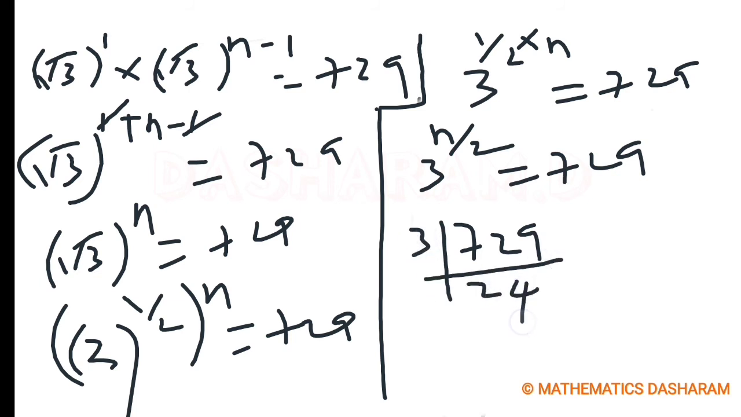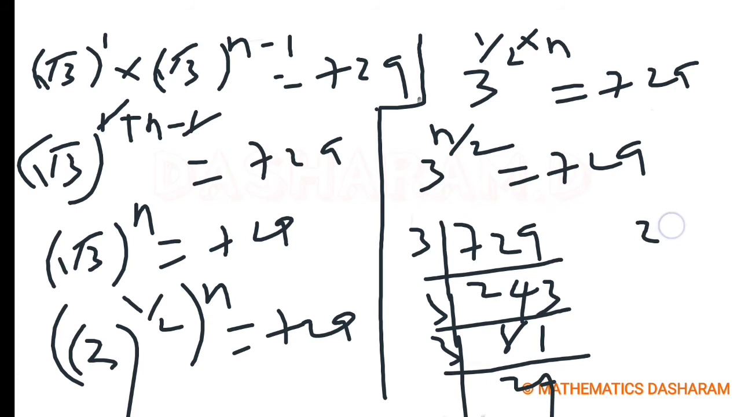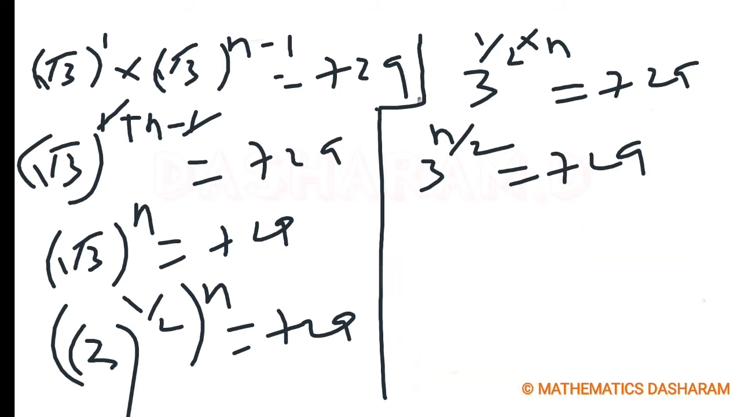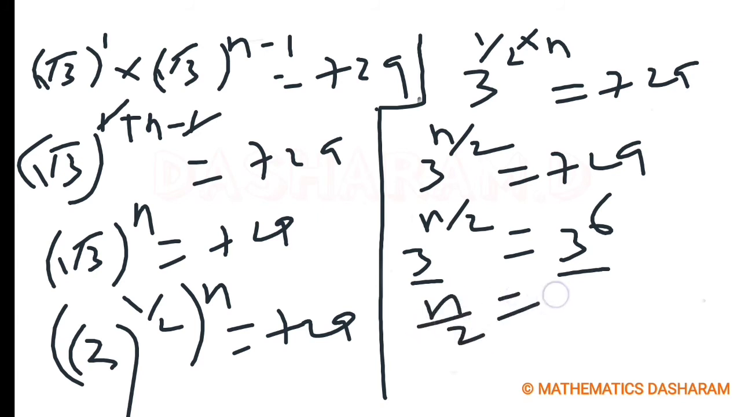3 2s are 6, 3 4s are 12, 3 3s are 9, 3 8s are 24, 3 1s are 3, 3 27s are, so 3 9s are, next 3 3s are. How many 3s? 1 2 3 4 5 6. So 3 to the power of n by 2 equals 3 to the power of 6. Now the bases are the same on the left side and right side of the equal symbol, then we can equate the powers. So then n equals 6 into 2. So then the 12th term of the given GP will be 729.